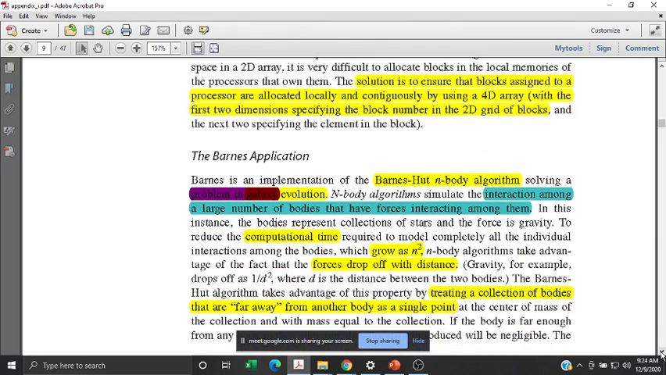So Barnes is an application. It is an N-body algorithm solving the problem of galaxy evolution: how the stars or planets have evolved and how they die out. Chandrasekhar's theory of the birth and death of stars and further galaxies over a period of time is simulated, for which you really require an N-body algorithm or some parallel computation machinery.